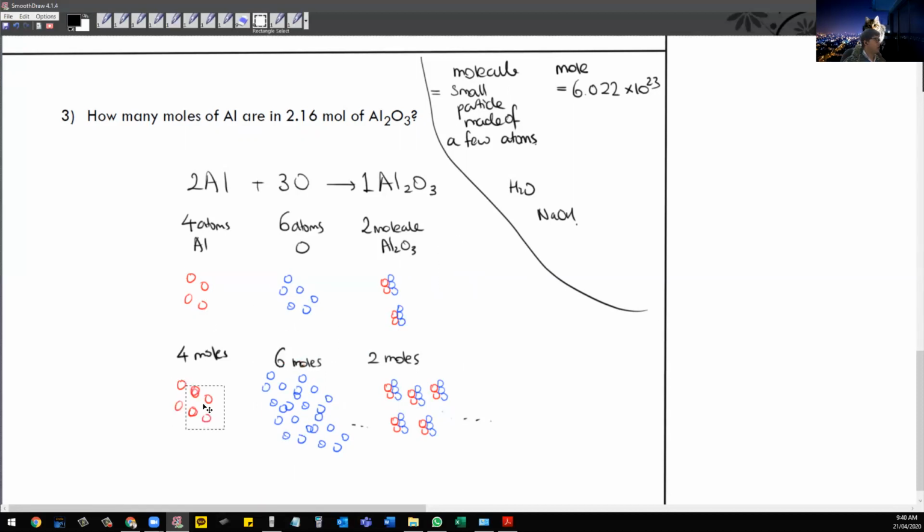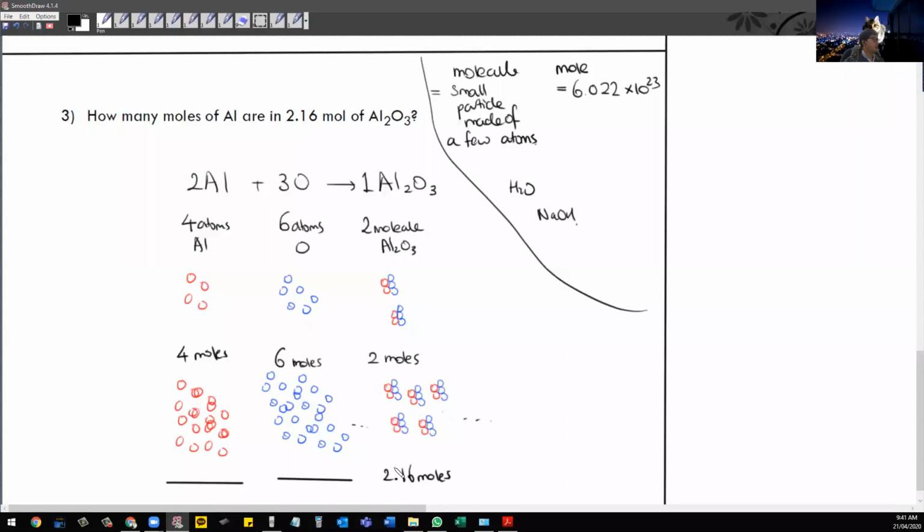But you see the ratio still applies, 4:6:2. Doesn't matter what the unit is. It could be just molecules or moles. So the question now is, if you have 2.16 moles, then how many moles of this and how many moles of that? So pretty simple. It'll be slightly more than 4, slightly more than 6. I want you guys to work it out.